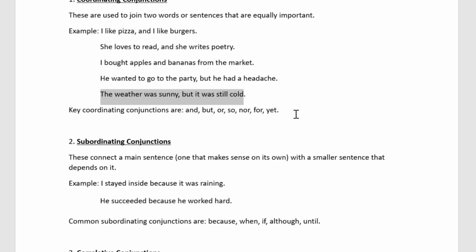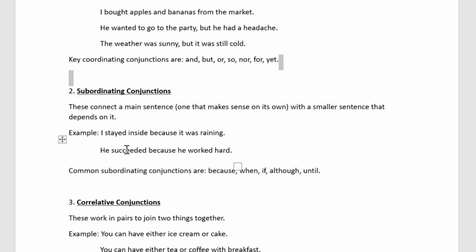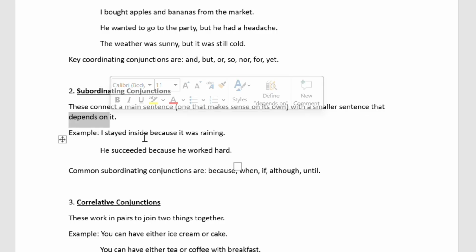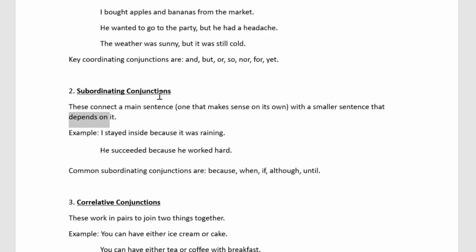Okay, moving on. The second type of conjunction is subordinating conjunctions. What does that mean? These connect a main sentence. So there would be a main sentence and there would be another sentence whose weightage is lesser than the first one. Okay, a smaller sentence that depends on it. The second sentence depends on the first sentence.